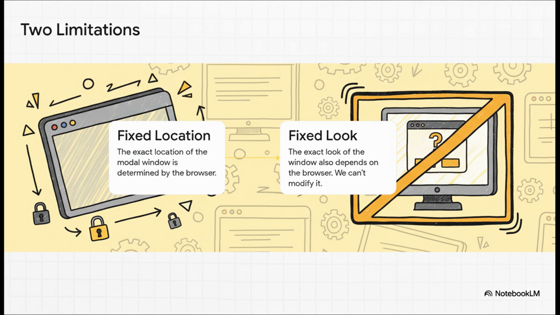So what's that price I was talking about? What's the trade-off for all this simplicity? Well, there are two big ones. First, you have zero control over where the box appears on the screen. The browser just plops it down, usually right in the middle. And second, and this is a huge one for anyone who cares about design, you can't style it at all. The look and feel, the colors, the fonts, it's all controlled by the user's browser, not you.